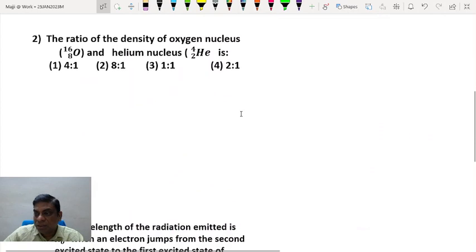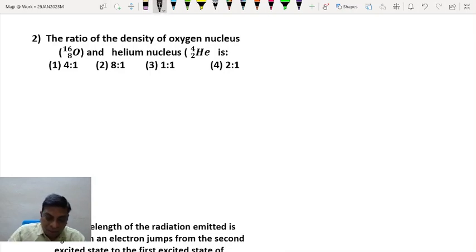The next question is this: the ratio of the density of the oxygen nucleus and the helium nucleus is? Students, you must be knowing that nuclear density is a constant. It is independent of the nature of the element. We can get that very easily. So how to calculate density? Density of anything is given by mass upon volume.